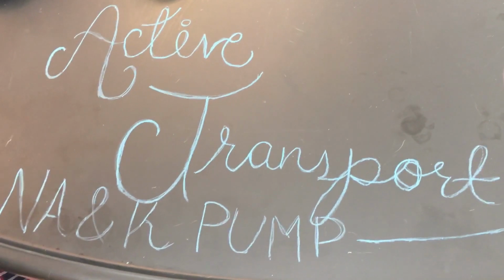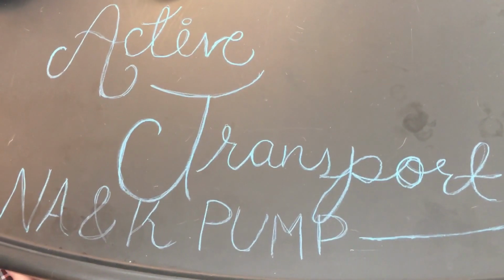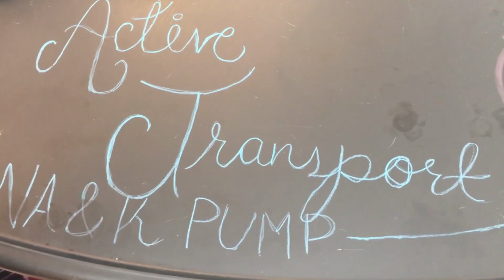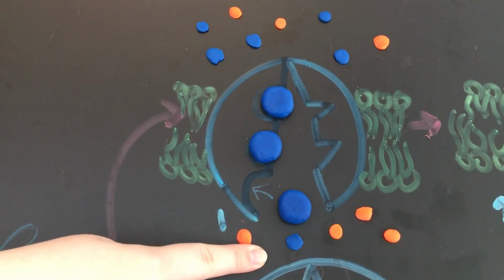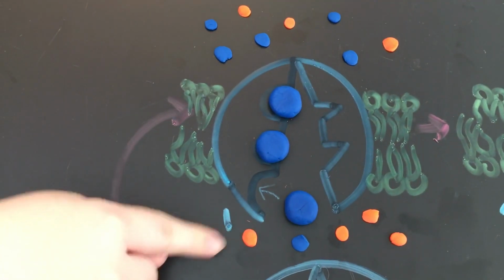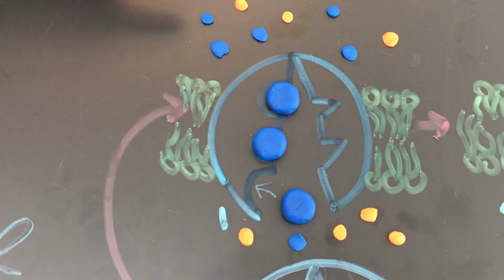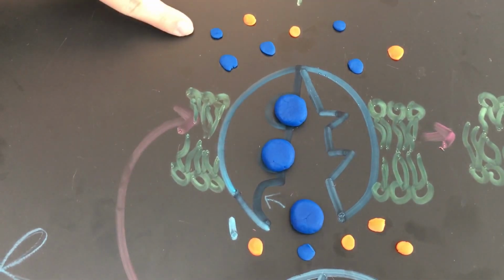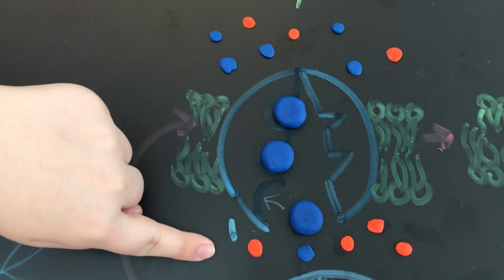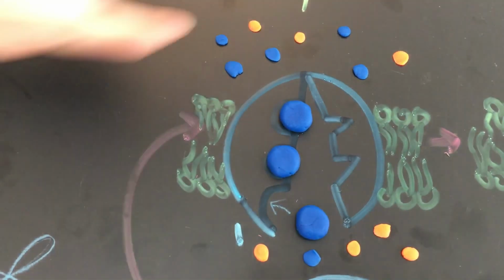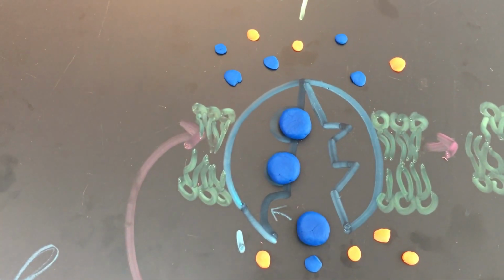Active transport is when a certain ion moves from a low concentration of that ion to a higher concentration of that ion. So for instance, the sodium ion right here is in a lower concentration because there's only one, compared to here where there are 5 sodiums. So it moves from the 1 sodium to the 5. So that is going against the concentration gradient.